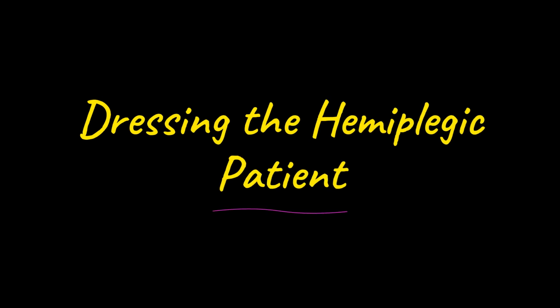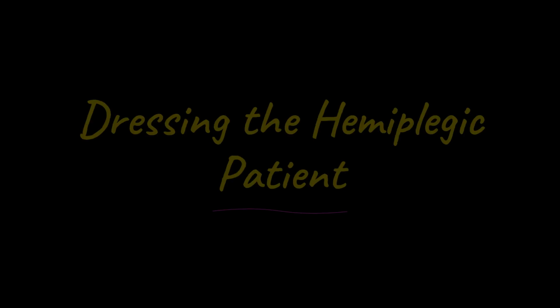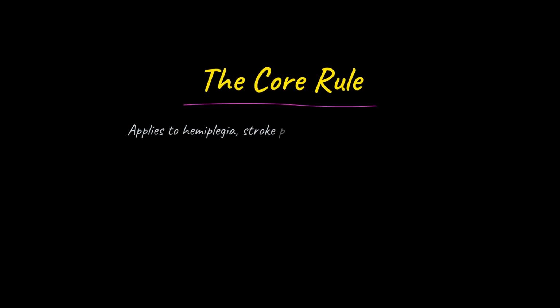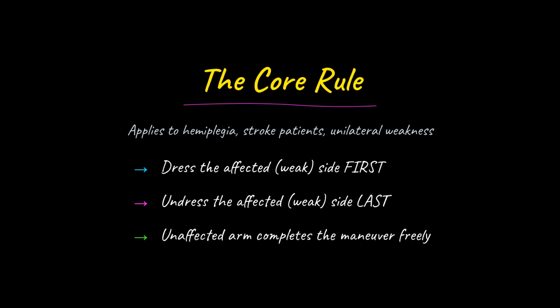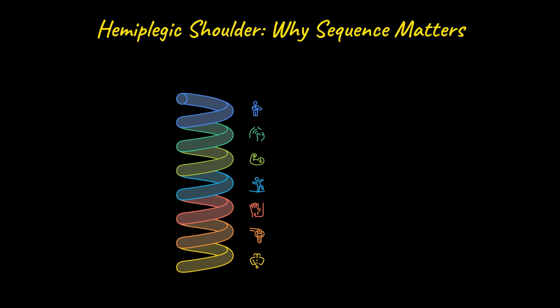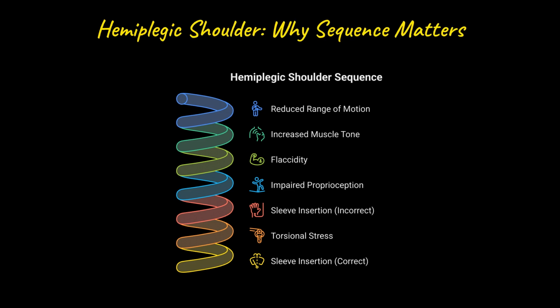When a patient has unilateral weakness or paralysis, dressing and undressing follow a specific sequence designed to protect the affected joint and prevent injury. The rule is straightforward. Dress the weak side first, undress the weak side last. This keeps the unaffected arm free to guide the garment, while the caregiver positions the affected limb gently through the sleeve. The affected limb in hemiplegia has reduced range of motion, altered muscle tone, and impaired proprioception.